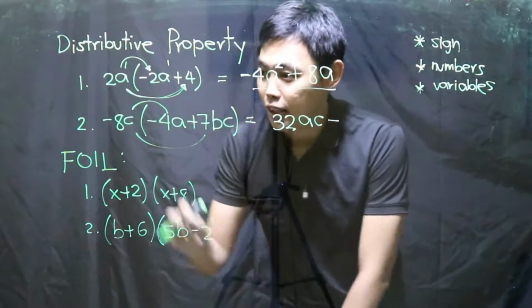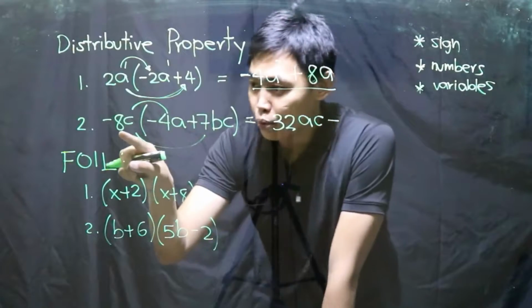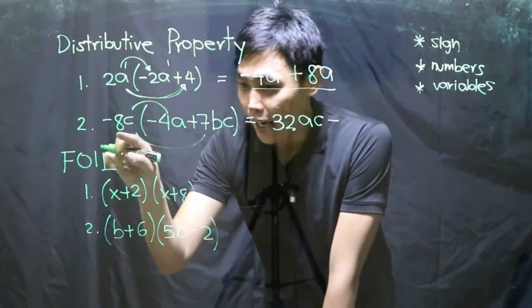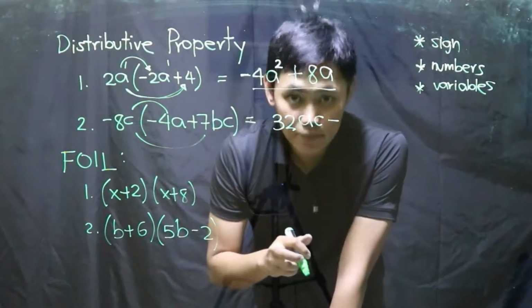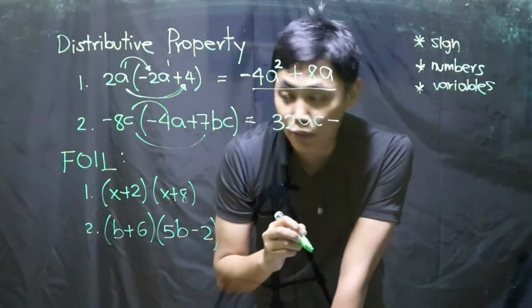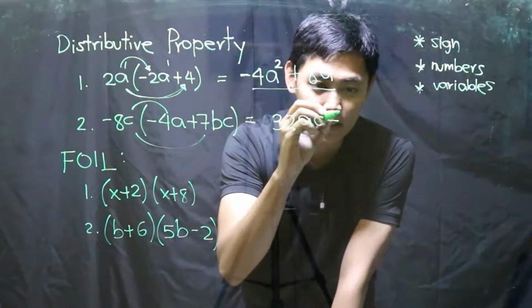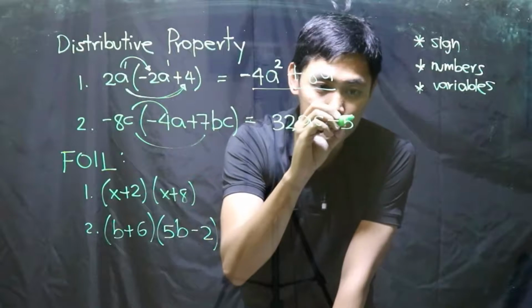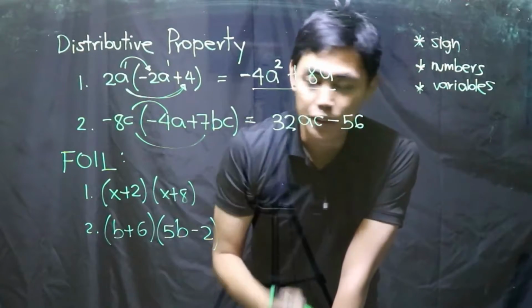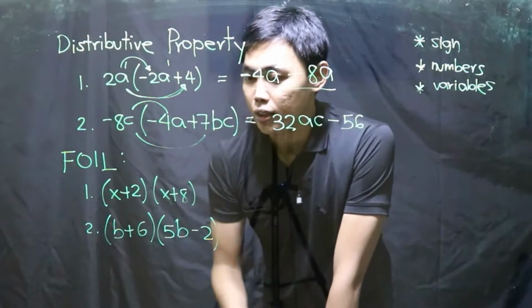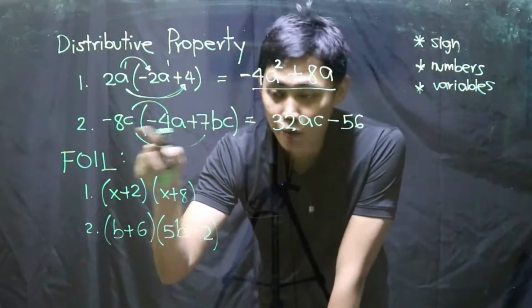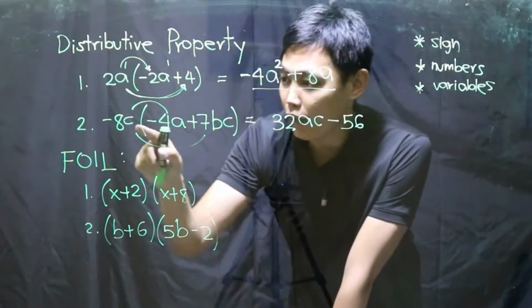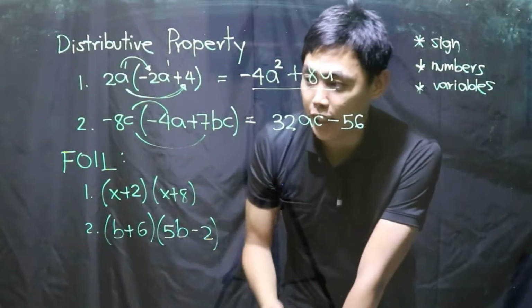That's really good. Next, we will do the numbers. 8 times 7, what's the answer? 56? Okay, very good. 8 times 7 is 56. Next, we have C and we have BC. So we have C on this side and we have B and C.